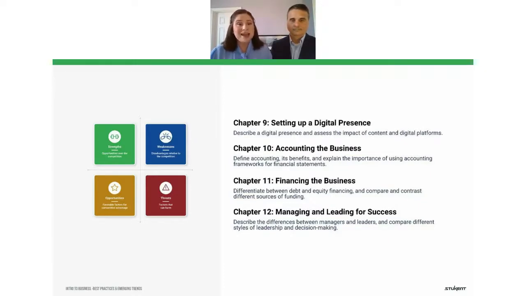Also, we talk about accounting, yes. And again, we define accounting, the importance of using financial statements, again, with trends and best practices. And as one of the themes of the book is preparing students if they want to be entrepreneurs, and also if they want to work in a corporation, but especially for entrepreneurs, financing the business is a critical element. So we cover the different types of debt and equity financing, angel investing, venture capital. We also look at different sourcing strategies for funding.